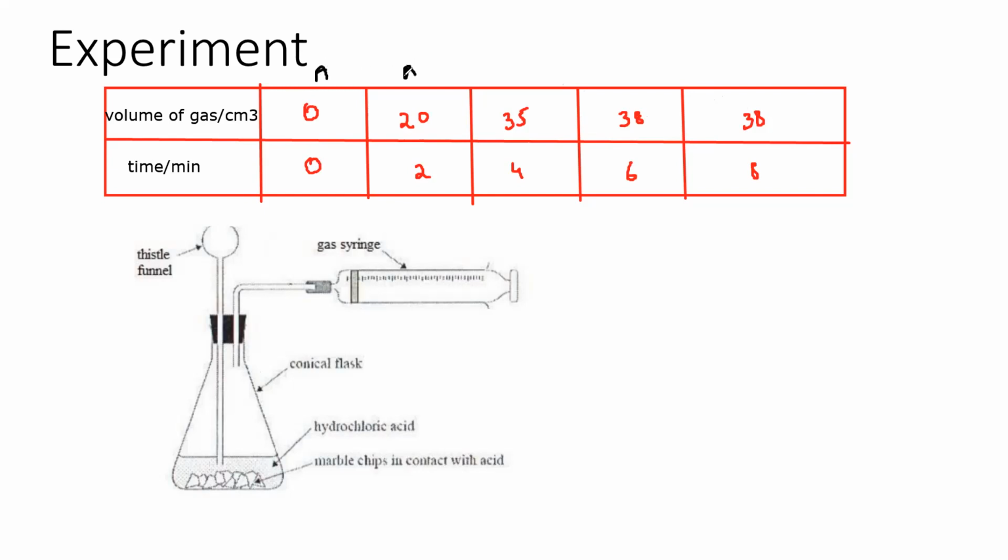How can we calculate the rate from A to B, from B to C, from C to D, and D to E? What is the rate of this reaction from A to B? The rate is the change in amount divided by time. So it will be 20 minus 0 divided by 2 minus 0. So 20 divided by 2 is equal to 10. And what is the unit? According to this, it will be centimeter cube per minute. What about the rate from B to C?